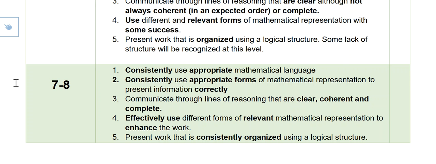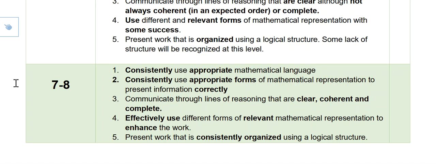Effectively use different forms of relevant mathematical representation. That's just graphs, tables. Like in the guys' one yesterday, having arrows picking out particular points of interest. They talked about a potential outlier in their data, and they kind of went, this is the one we're talking about, yeah? So they had their graph.